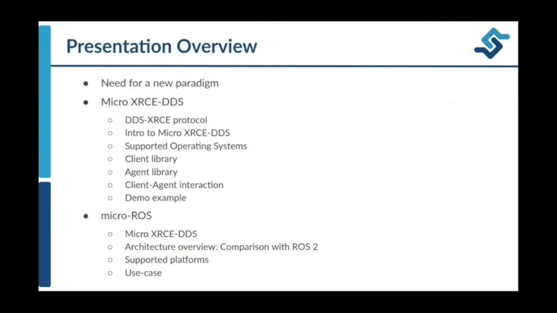Okay, so let me give you a brief overview of what we are going to discuss. First of all, I want to give a little bit of an introduction about embedded systems and why they need a whole new paradigm for entering the robotics world. So why not use directly DDS and ROS2? And so what limitations of these two protocols do they overcome.